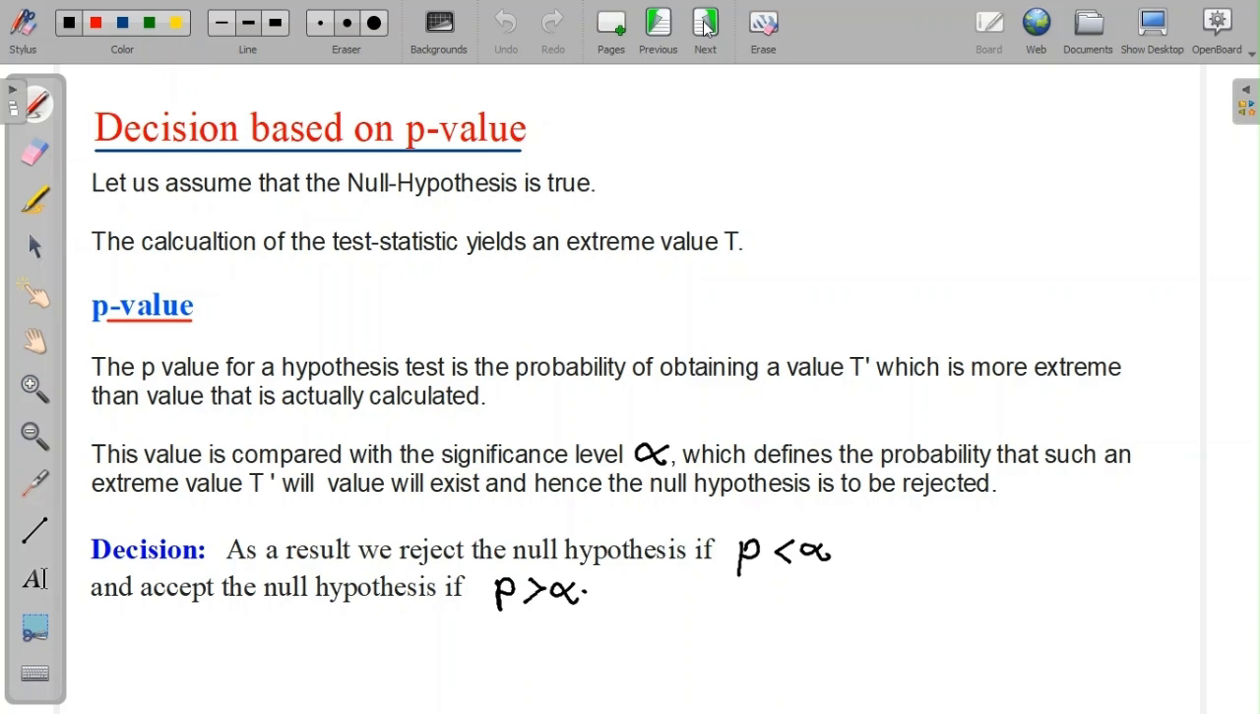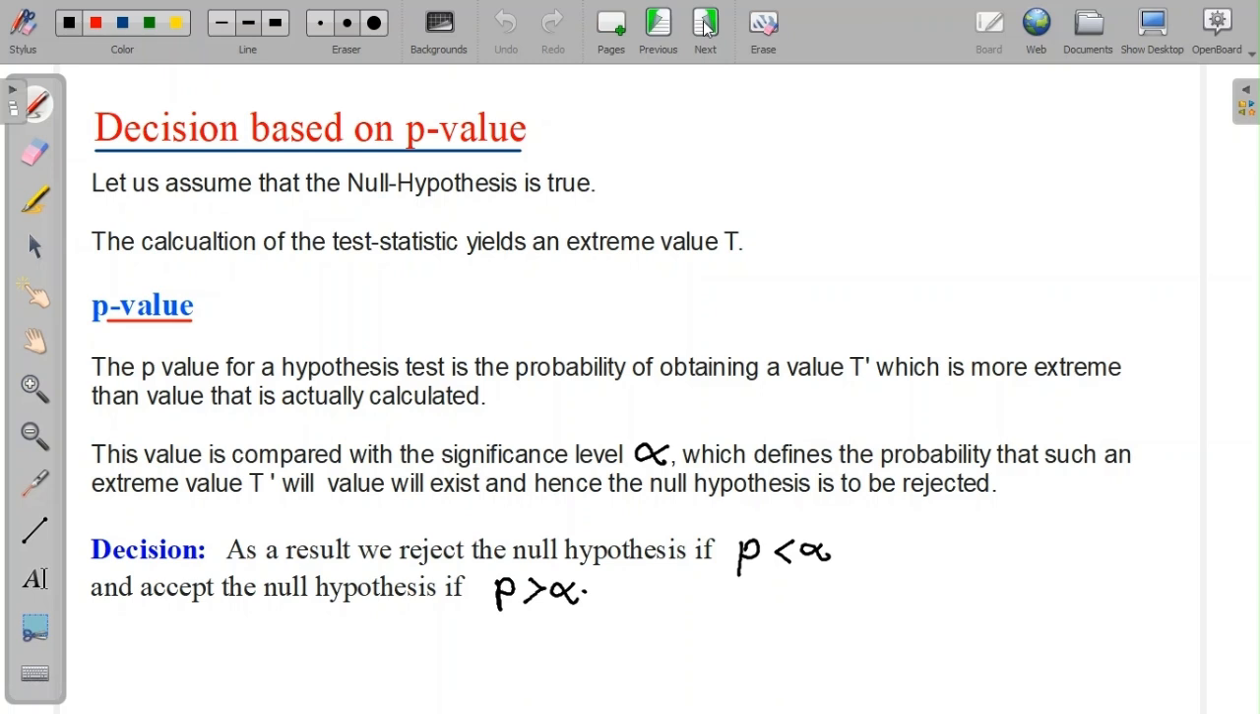So we assume that the null hypothesis is true and we calculate the value of the test statistic. Now let's assume that the value of the statistic is very extreme. It's either too large or too small, and we call it t. Now, the p-value of the test is the probability of obtaining a value t dash, which is more extreme than the value which we just calculated. So, what is the chance that such an extreme value is obtained as a result? What is the probability of this happening? This is defined as the p-value, which is the probability.